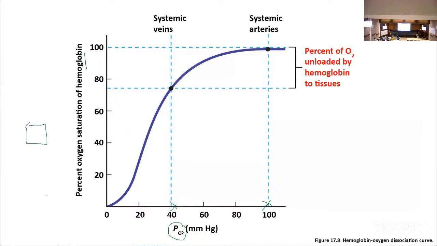We know that hemoglobin has 4 spots for oxygen, right? And in our veins, our quote unquote deoxygenated blood is actually about 75% full of oxygen. So it's not that there's none, it's just that there's less than in your arterial blood. Whereas our systemic arteries are at about 98.5% saturated. So pretty close to 100, but not quite there.